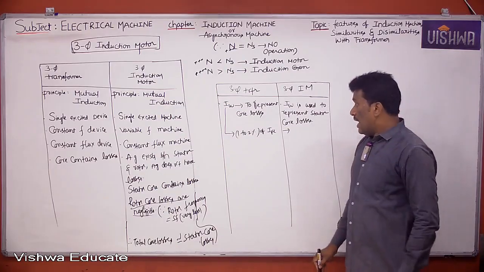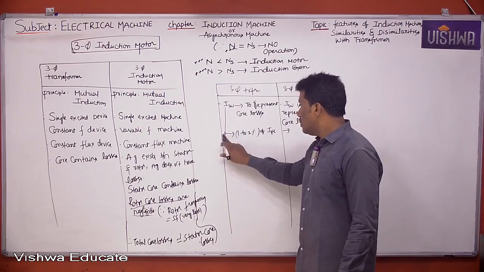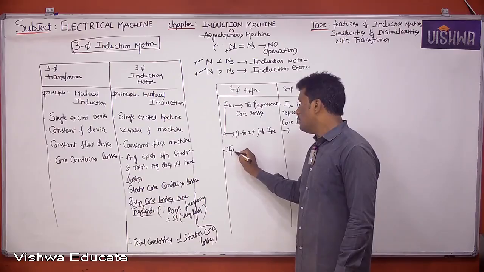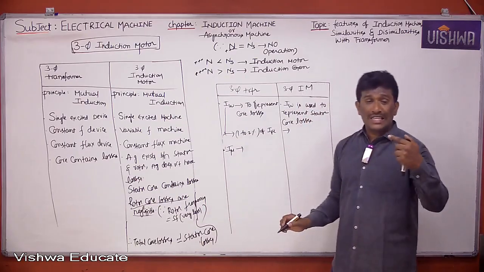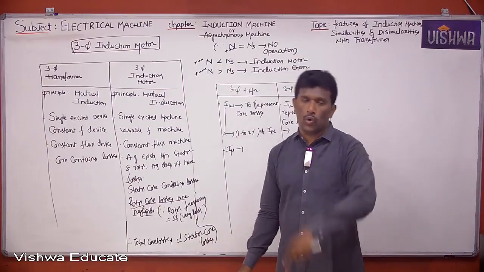At the same time, in a transformer I told you, what is the use of I mu? I mu can also be called the magnetizing current. It is used to magnetize the transformer core.